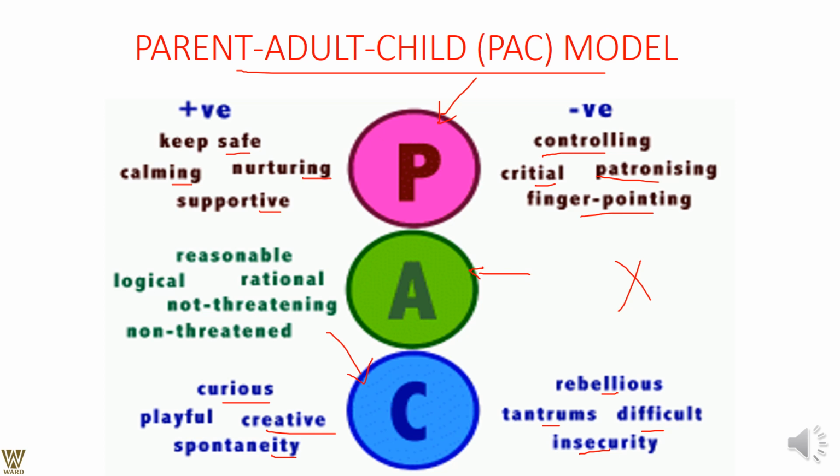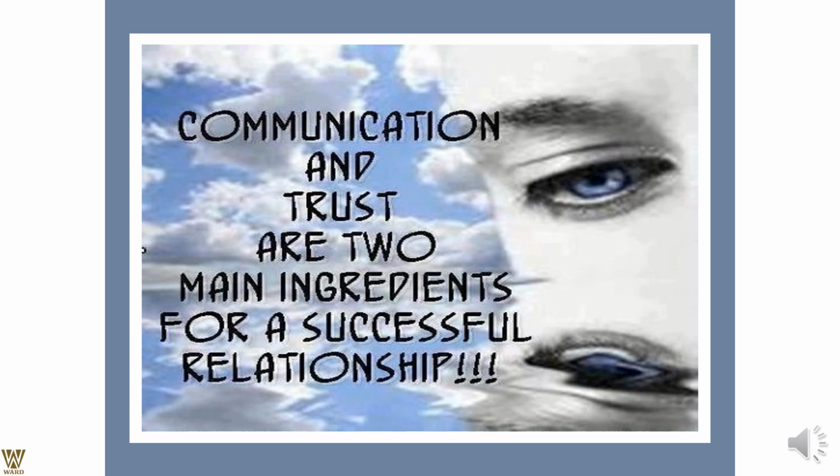So you just cannot crib in your relationship, you just cannot back down from a particular position, and so on and so forth. People might start thinking that you have become a laggard. So that's the parent, adult, child relationship that we are looking into. Communication and trust, remember, these are the only two ingredients for a successful relationship. And if you miss any one of them, your vehicle will not move or have a beneficial impact.